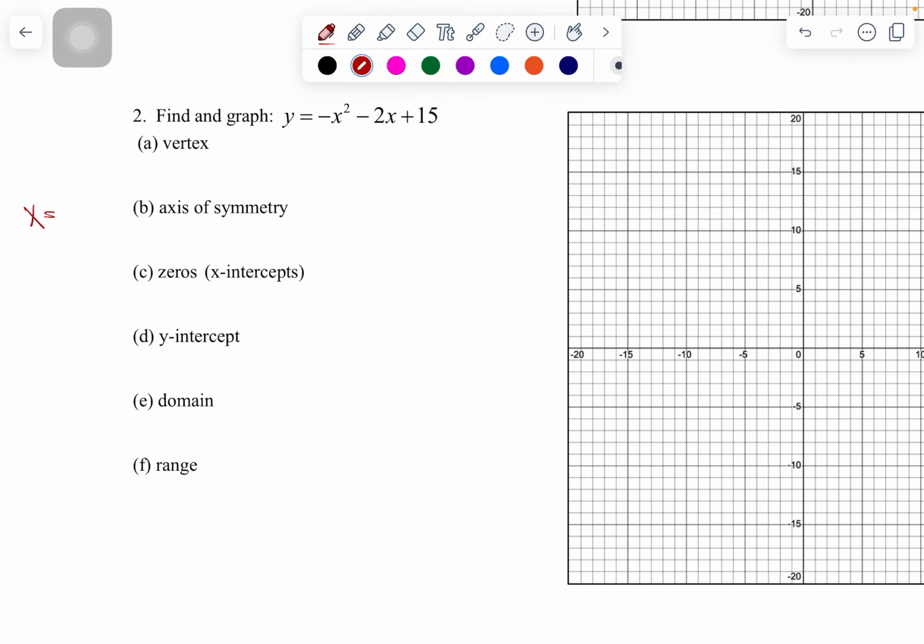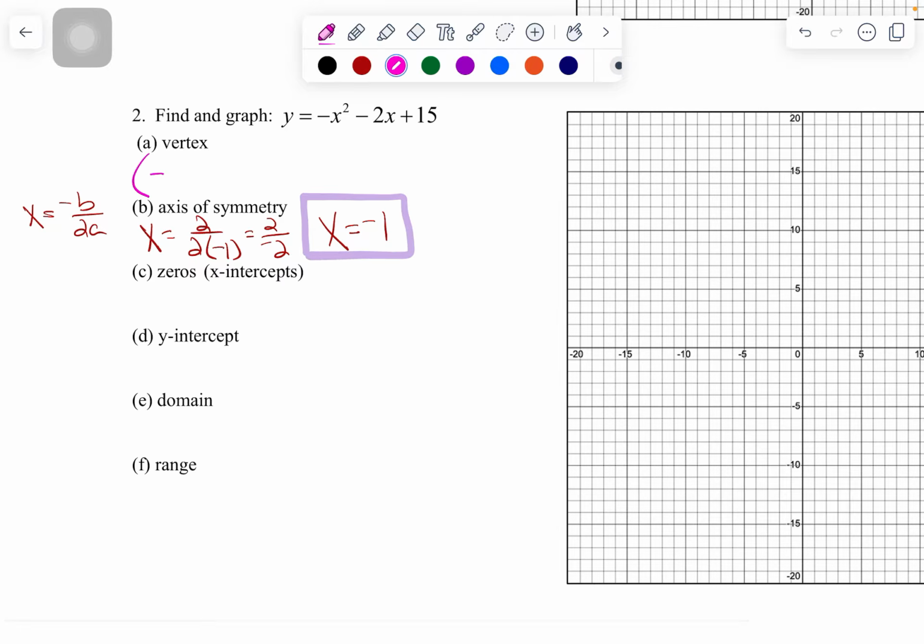X is equal to the opposite of b over 2a, which means x is equal to, your b value is -2, so the opposite would be +2. And your a value is -1, so 2 over -2, your x symmetry is going to be -1. And so we have that. That, of course, also gives you the x value of the vertex as -1.